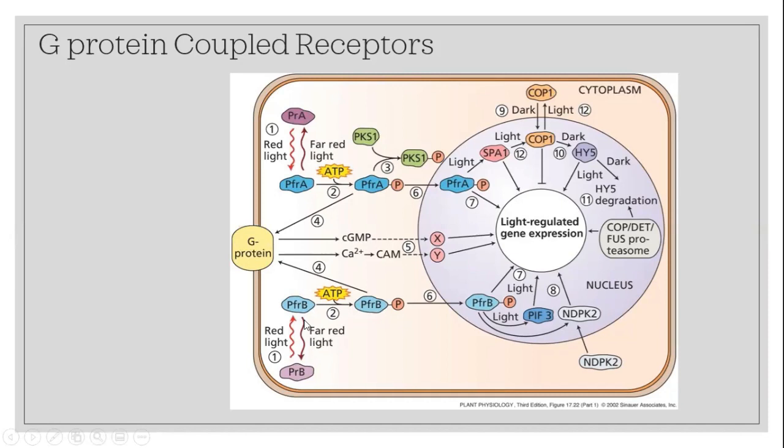receive the signal and will transmit that signal from PFR to G protein. G protein will produce cyclic GMP, and this cyclic GMP will regulate the gene expression and ultimately bring about the response that is required. So this is a rare example of G protein present in plants. Very few processes involve G protein in plants.